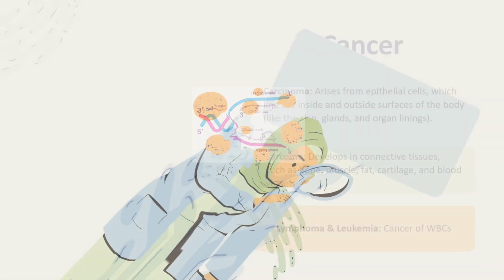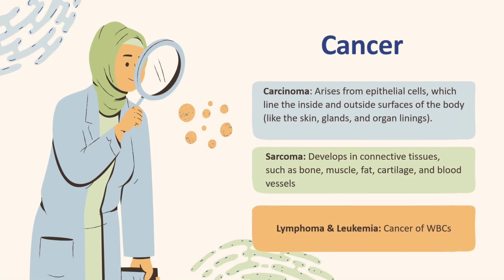So let's talk about cancer as it is included in our syllabus outline. Genetic mutations can lead to cancer. It is a condition where cells grow uncontrollably. It can affect epithelial cells, connective tissue, and white blood cells. It can lead to carcinoma, sarcoma, or leukemia respectively.